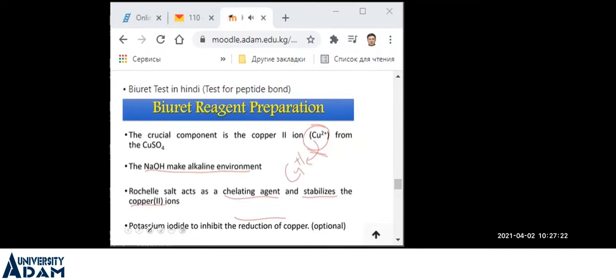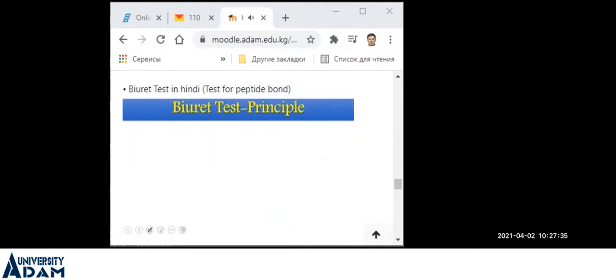तो अगर हम पोटेशियम आयोडाइड नहीं यूज़ करते हैं तो ये ईज़ीली कन्वर्ट हो जाएंगे, रिडक्शन हो जाएगा। अगर हम पोटेशियम आयोडाइड यूज़ करते हैं तो ये रिडक्शन को स्टॉप करेगा। ये इसकी सिग्निफिकेंस है, चारों कंपोनेंट जो हम बायूरेट रिएजेंट में यूज़ करते हैं। अब इस टेस्ट का प्रिंसिपल क्या है?